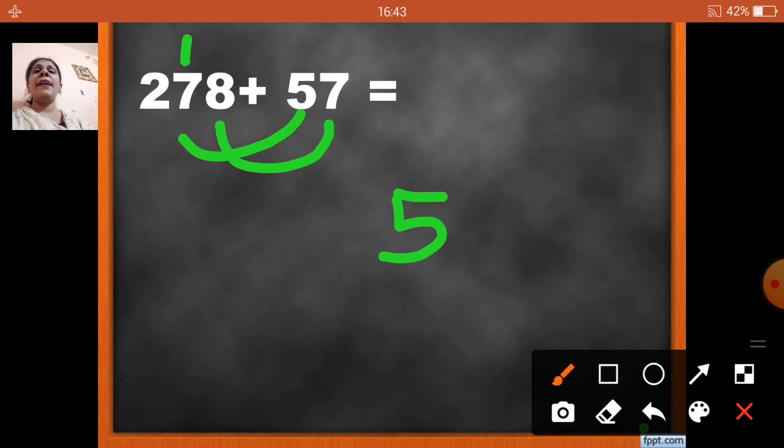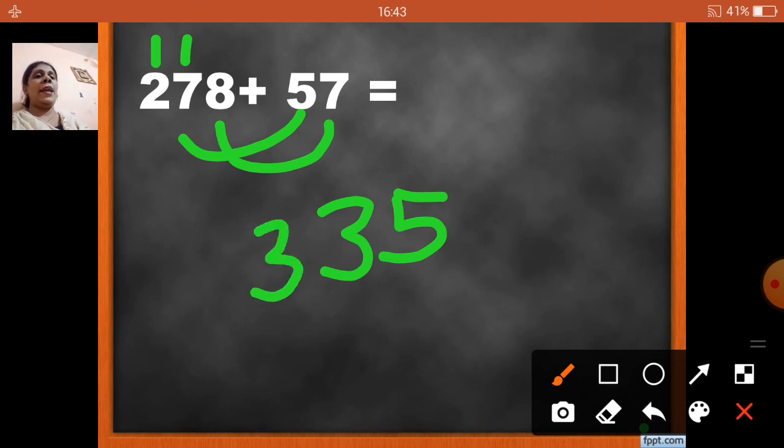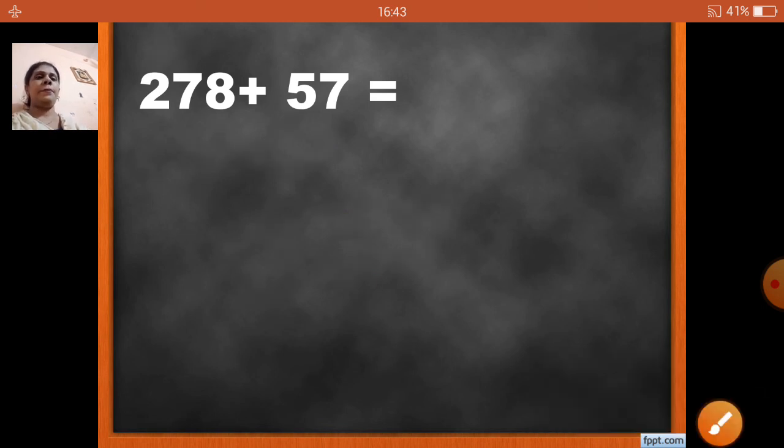Now, you can add 7 plus 1 and then you can add this 5, or you can add 7 plus 5 also first and then 7 plus 5 will be 12, and after that this 1 carryover can be added to that. It will make 13. Okay, so I will write 3 here and 1 I will carry over. 2 plus 1, 3. So, when I add 278 plus 57, I get my answer 335.